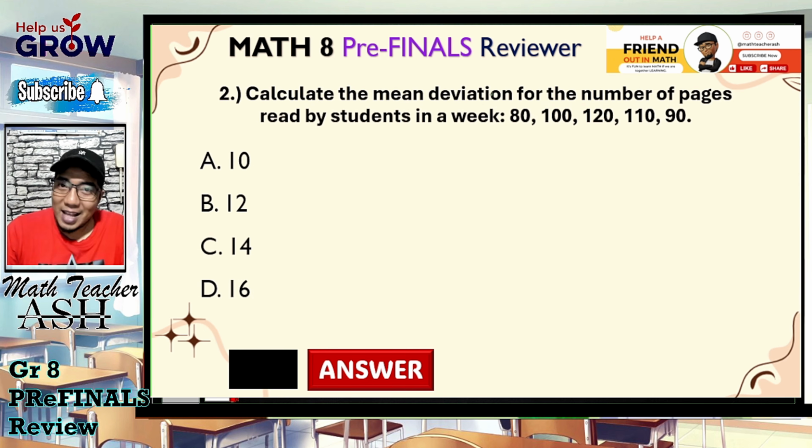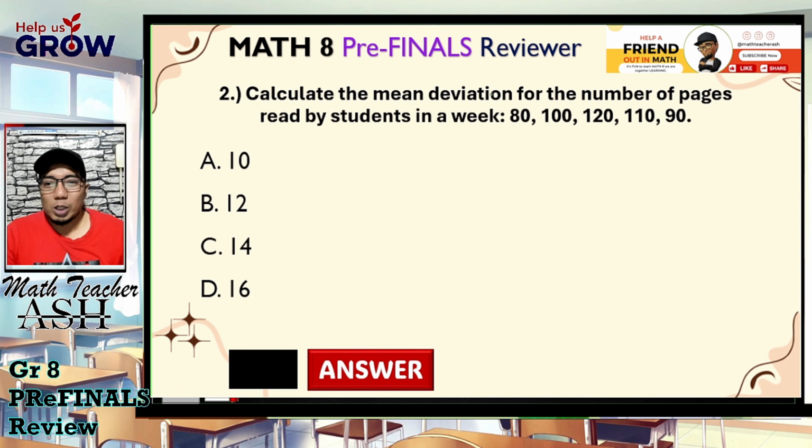Now, this is not yet the answer, my dear math learners, because the question here is mean deviation. So, what do we do with this 100 value for the mean? What we do is we subtract it from each value. So, 80 minus 100, 100 minus 100, 120 minus 100, 110 minus 100, and 90 minus 100. Now, in this case, we will be using the absolute value. So, we will have 20, 0, 20, 10, and 10.